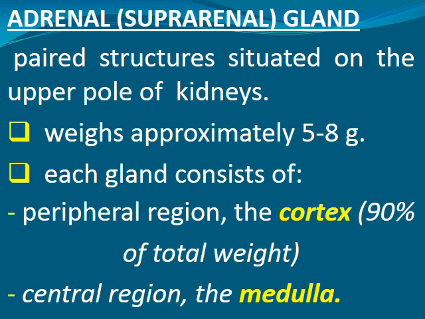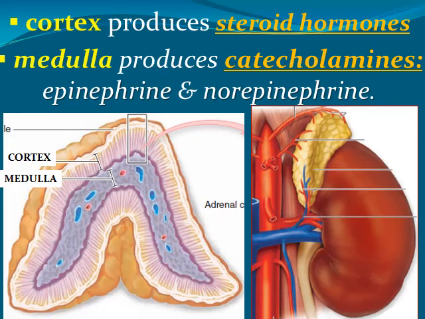The weight is approximately 5 to 8 grams and each gland consists of a peripheral region, the cortex, which is 90% of total weight, and a central region, the medulla. Cortex produces steroid hormones and medulla produces catecholamines, that is epinephrine and norepinephrine. In the picture you can see the cortex and the medulla.